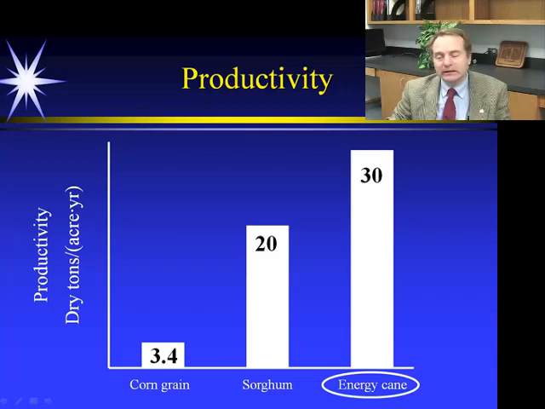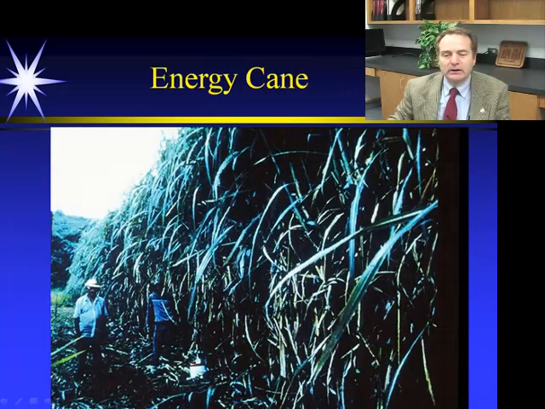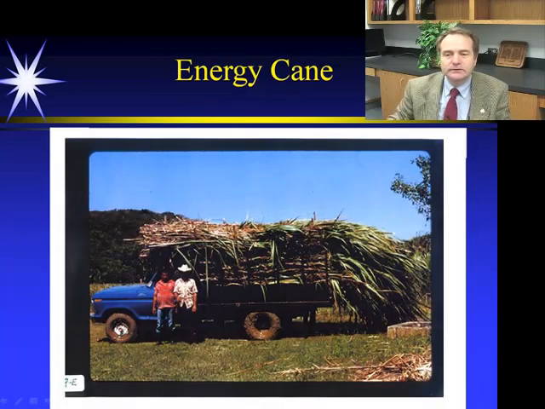Also, energy cane is a crop that can be grown. Here we see a photograph from Puerto Rico. There are 2 men standing in the bottom left-hand corner, and you see next to them is 1 year's growth of energy cane. And in this photograph you see it harvested, and you get a sense of how tall it is when it's cut.